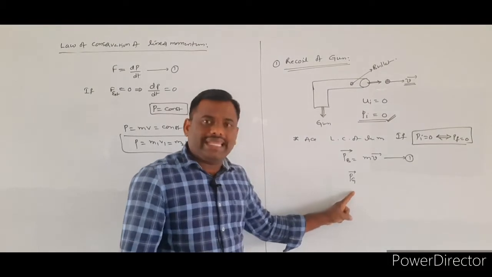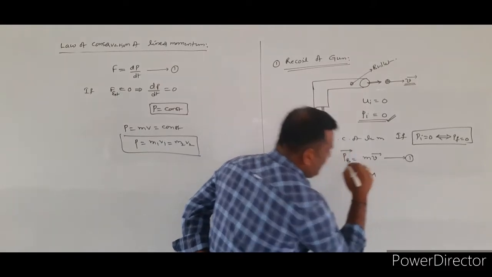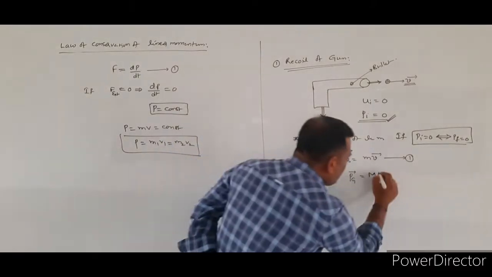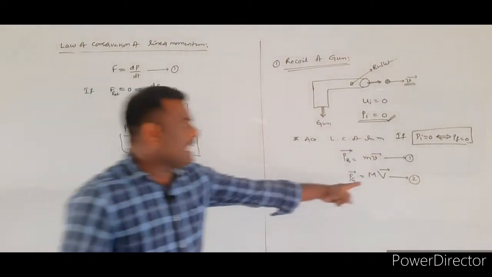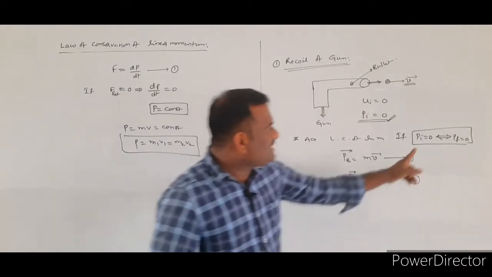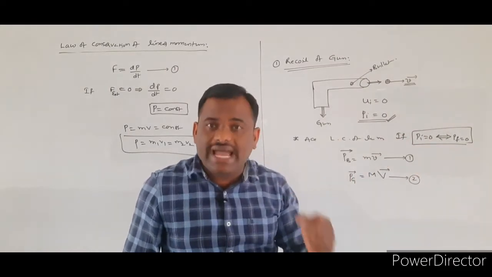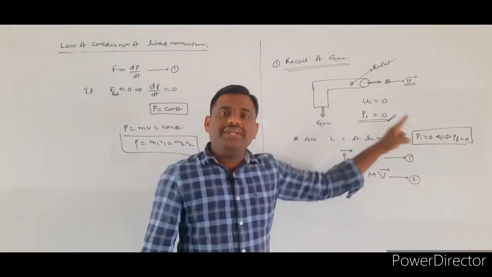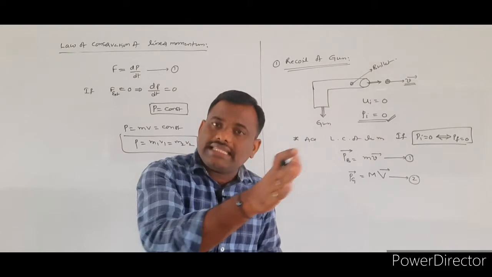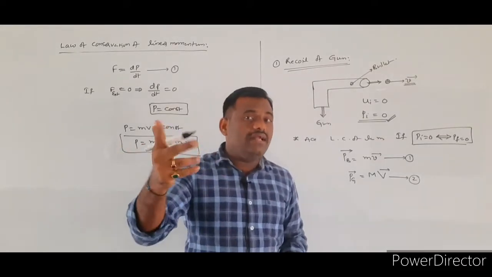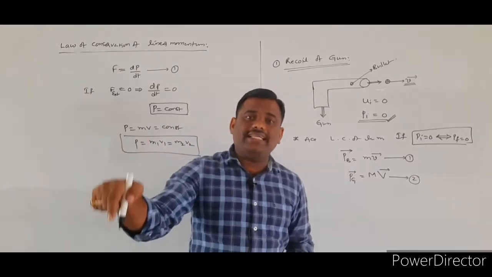The momentum of the gun will be taken as P suffix capital G bar. I am assuming that the mass of the gun is capital M and the recoil velocity is capital V bar. Initially, before firing the bullet, the total momentum is equal to 0. Once we fire, the bullet is in motion and the gun is also in motion, so finally both the bullet and the gun exist in motion.